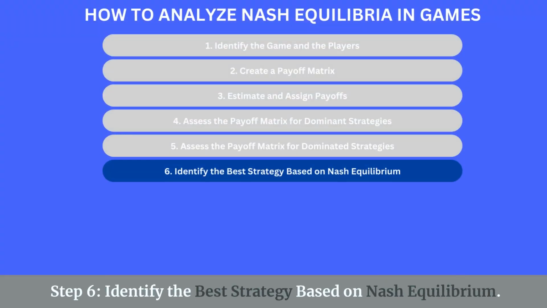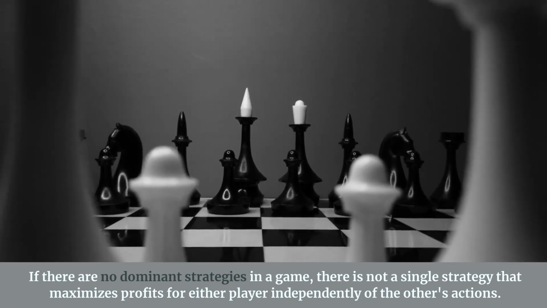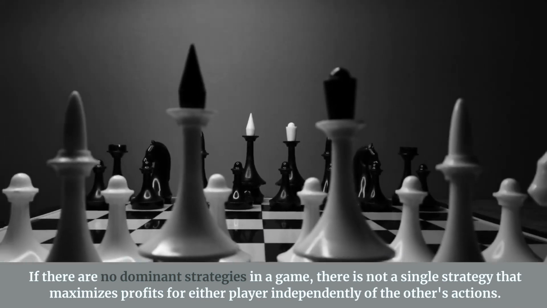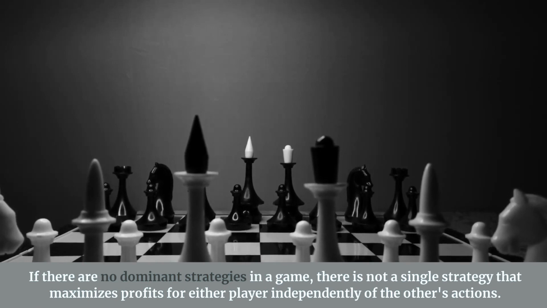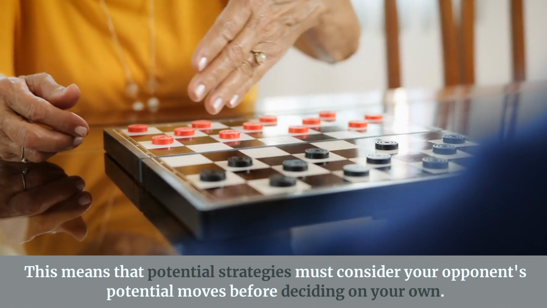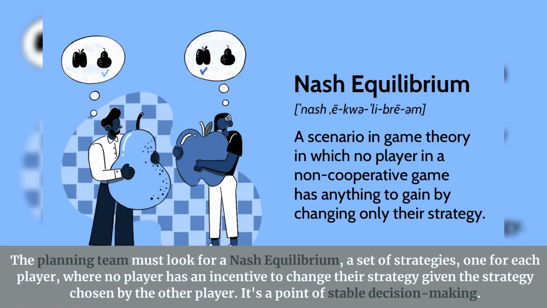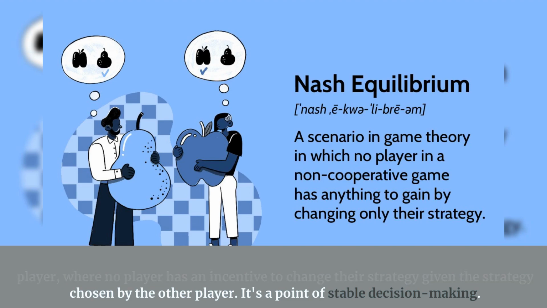Step 6. Identify the best strategy based on Nash equilibrium. If there are no dominant strategies in a game, there is not a single strategy that maximizes profits for either player independently of the other's actions. This means that potential strategies must consider your opponent's potential moves before deciding on your own. The planning team must look for a Nash equilibrium, a set of strategies, one for each player, where no player has an incentive to change their strategy given the strategy chosen by the other player. It's a point of stable decision-making.